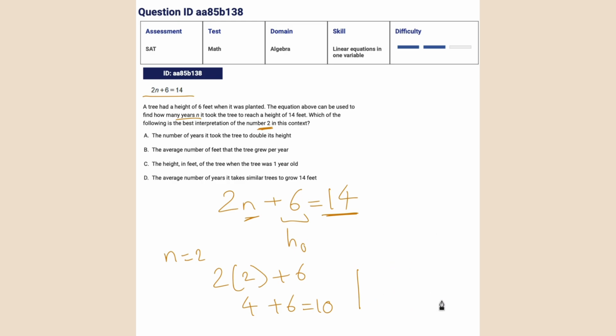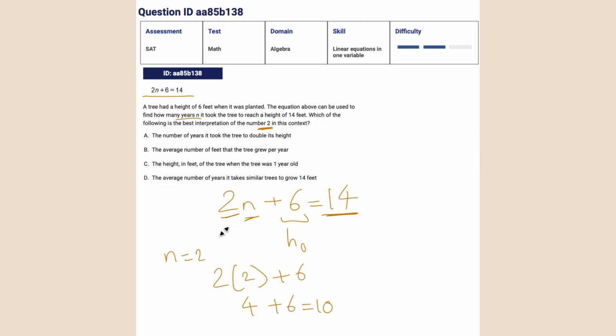If you understand it now, we're multiplying 2 with the number of years. So this is the height this tree grows every single year, because after 1 year it's adding 2 more feet, and after another year, another 2 feet. So this is the number of years, and this is the number of feet it's growing every year. All right, let's see the options now.